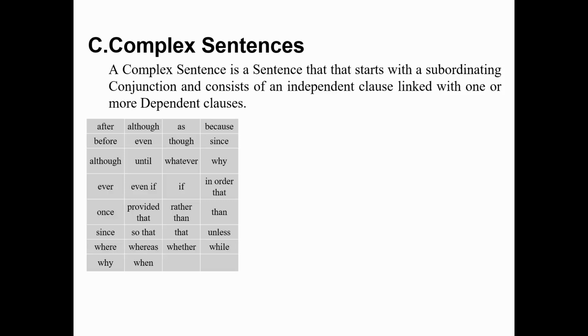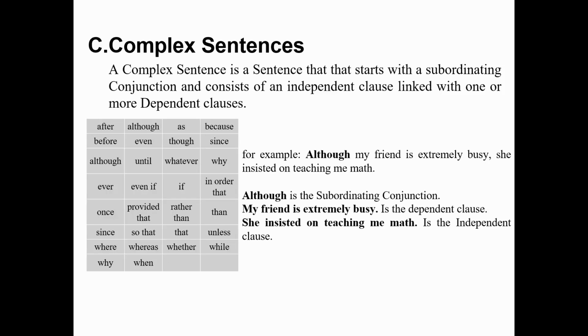These are the subordinating conjunctions. And this is an example. Although my friend is extremely busy, she insisted on teaching me math. Although is the subordinating conjunction, my friend is extremely busy is the dependent clause, she insisted on teaching me math is the independent clause. The last type we will be covering is compound complex sentences.